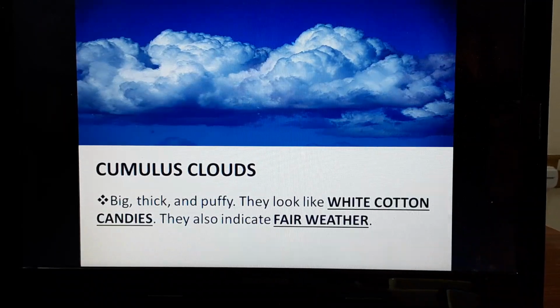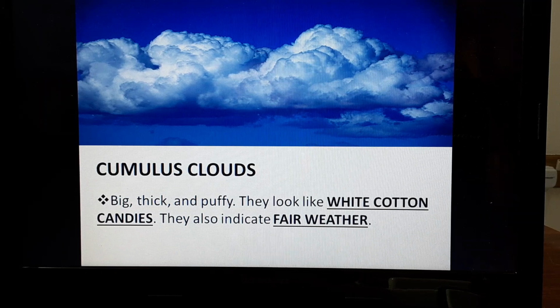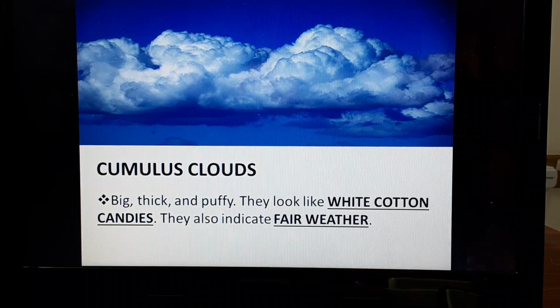Now let's proceed with the next type of clouds. It's the cumulus clouds. It's one of my favorite clouds because it looks like cotton floating in the sky. So what do you mean by cumulus clouds? Cumulus clouds are big, thick, and puffy. They look like white cotton candies. They also indicate fair weather. So could you imagine looking up at the sky and seeing cotton candies floating up there? That's why it's my favorite cloud.